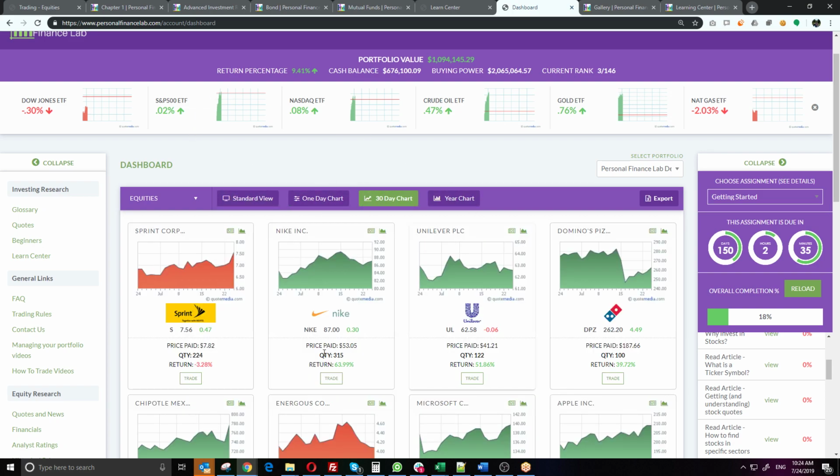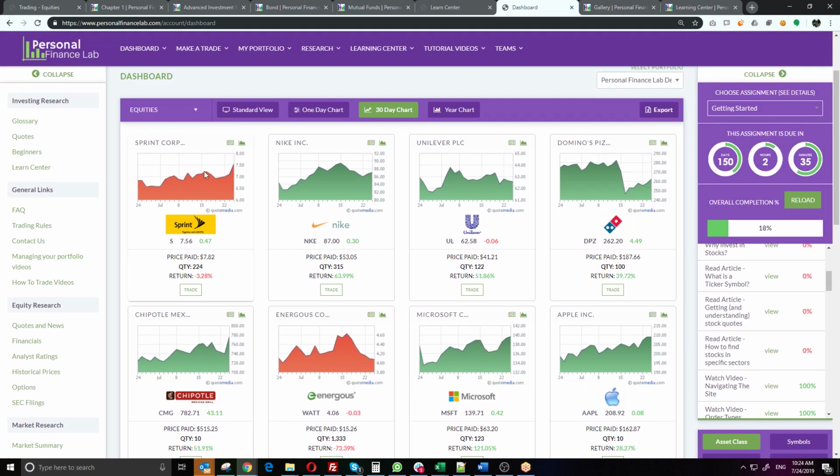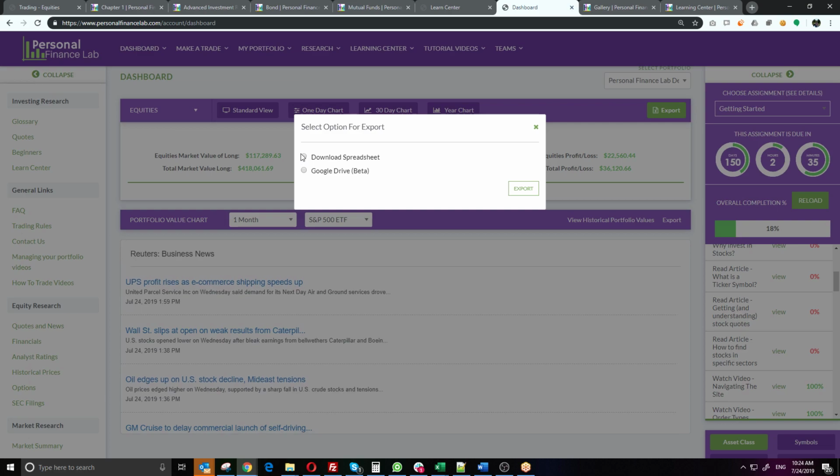So this gives me kind of a heat map. The red stocks I'm losing money, the green stocks I'm making money. I can see this daily, I can see it monthly, or I can see it yearly. And as a student, I can export anything about my portfolio at any time. So to just a spreadsheet, a CSV file I can use anywhere, or I can take it to Google Sheets directly. So it goes to a Google Drive account for schools that use Google Classroom.